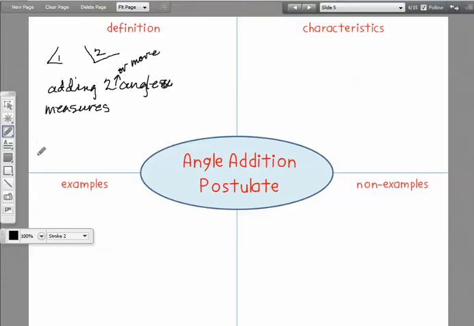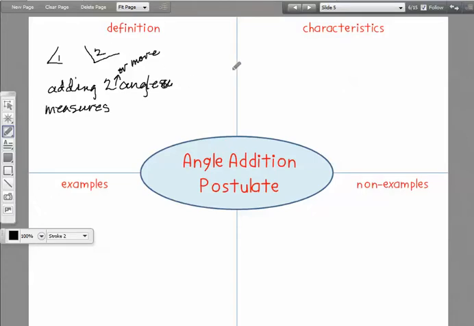All right. Now, you also need to know what the actual postulate says, that angle A plus angle B equals this and that and all that. So you need to know the actual postulate. But I just want you to reflect on it and put things in your own words, that all we're doing when we're using the angle addition postulate is adding together a couple of angles.